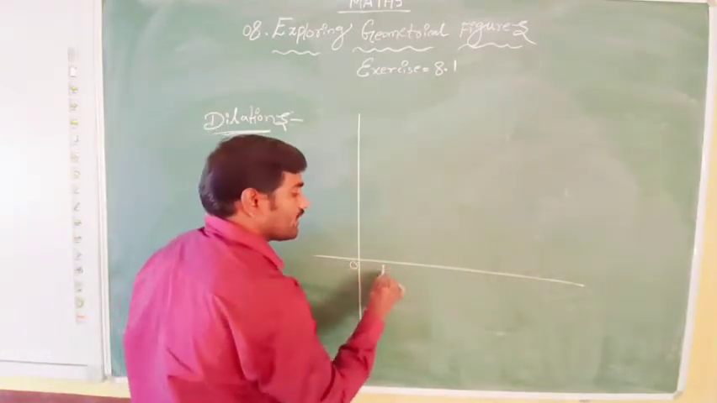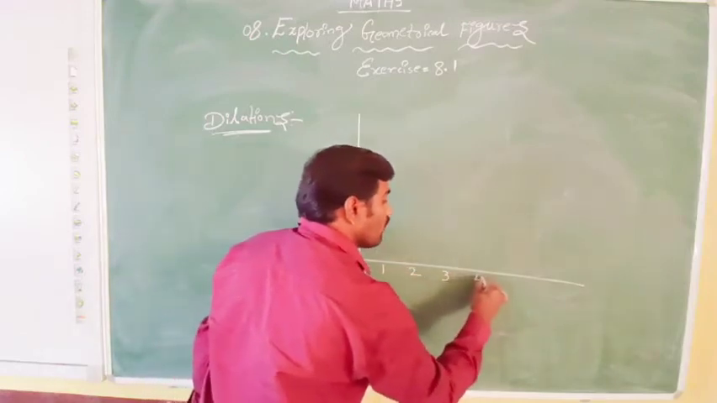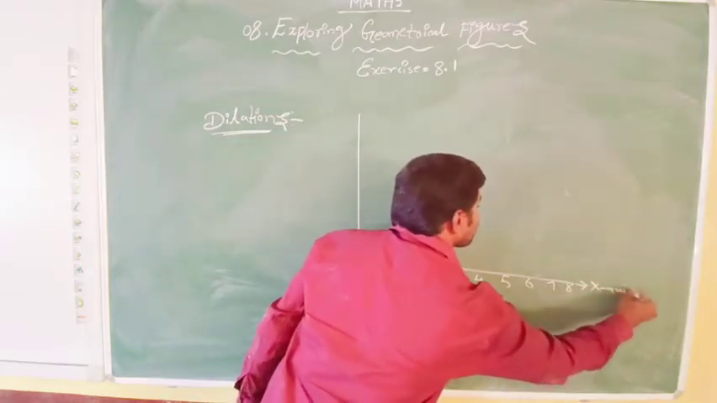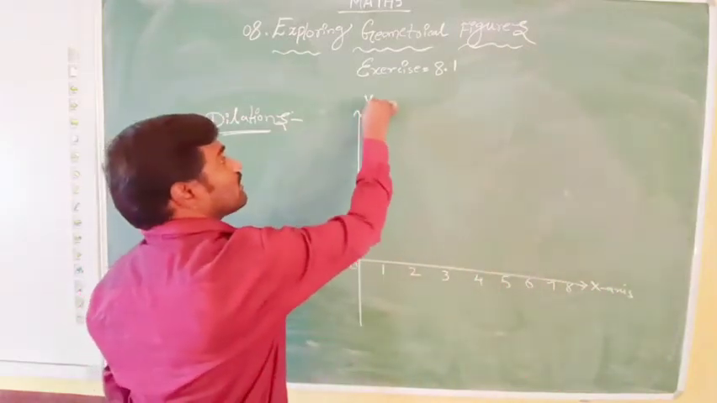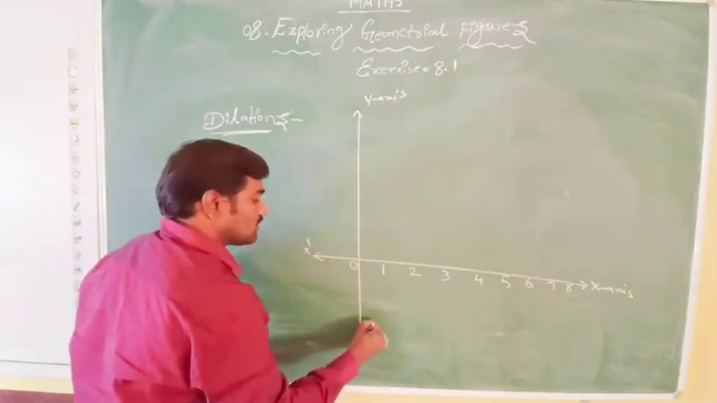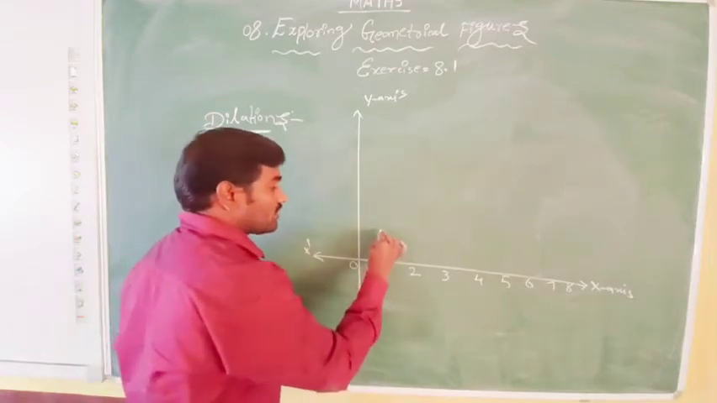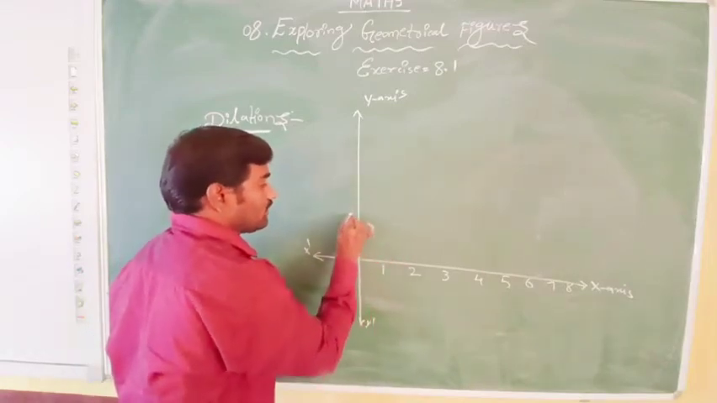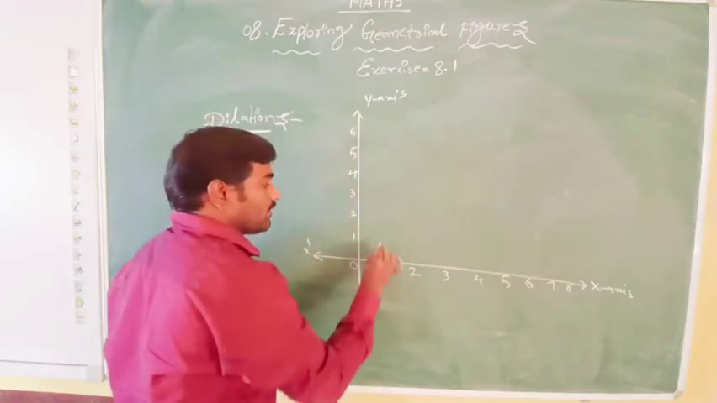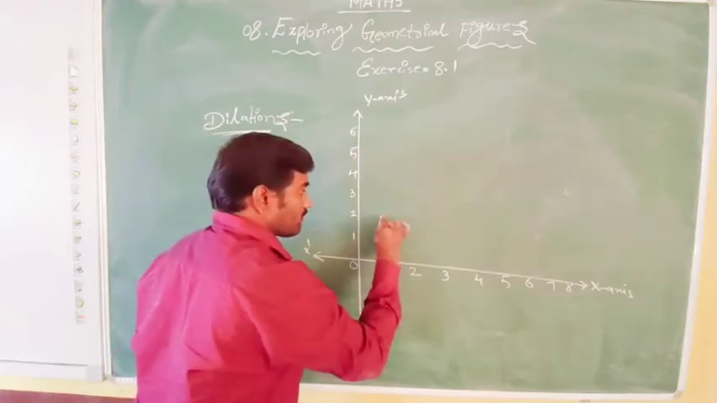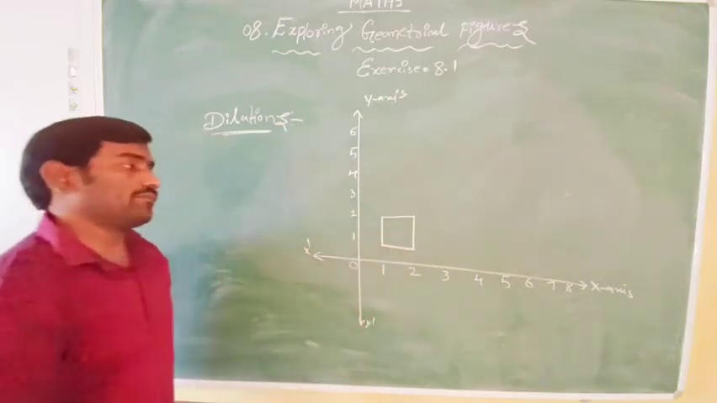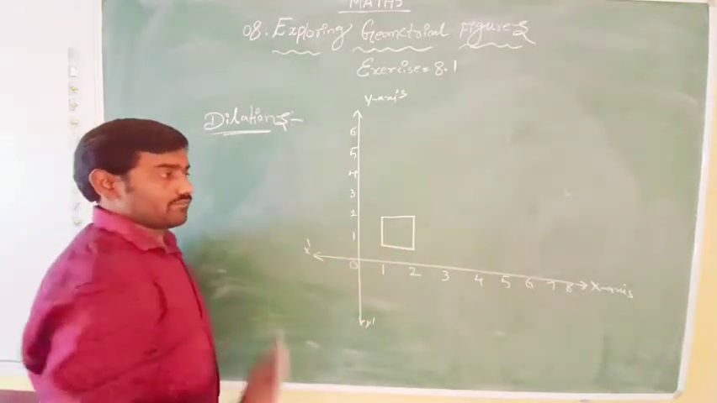In the graph we will have 1, 2, 3, 4, 5, 6, 7, 8 here. It is the x-axis. The vertical line will be known as the y-axis. X dash and Y dash. Suppose you have a square here. Here we take 1, 2, 3, 4, 5, 6. Then you have a square. I am drawing a dilation of this square.